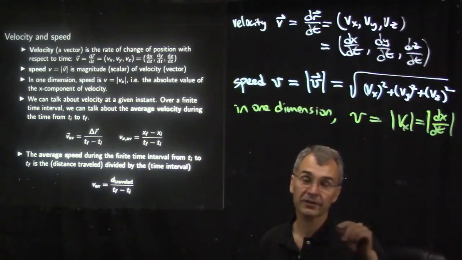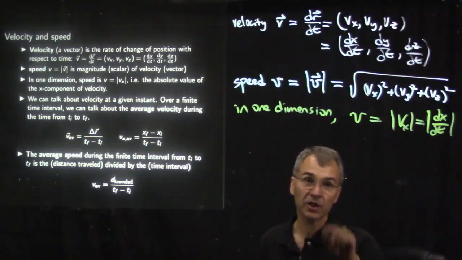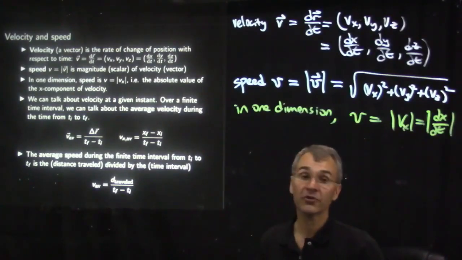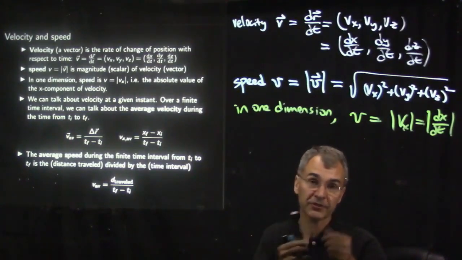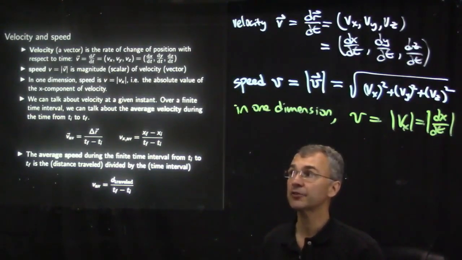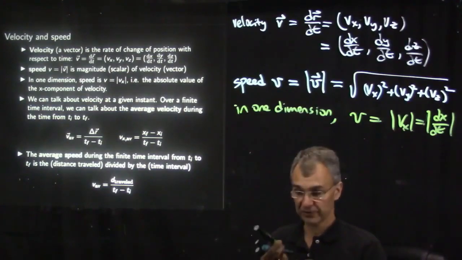So if we're looking at a curve of x versus t, we can look at one particular point on that curve and say, what is the x component of velocity at that point? We can say, what is the speed at that point? Over some finite time interval, from t initial to t final, so not just at one instant, we can talk about the average velocity during the time from t initial to t final.